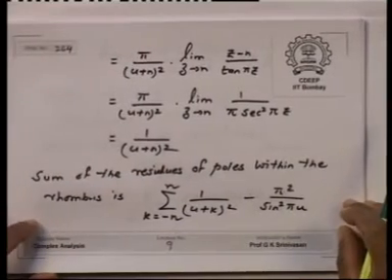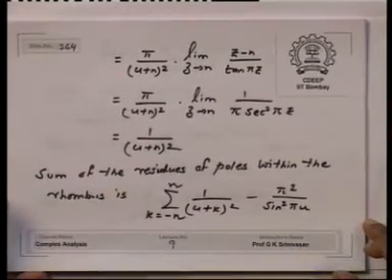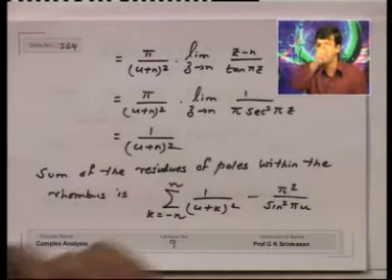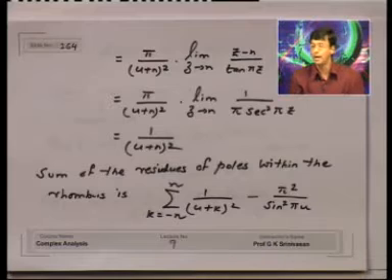So, what is the sum of the residues of the poles within the rhombus? The rhombus is r, i r, minus r, minus i r, and take r to be n plus half. Remember, it is pi cot pi z. The rhombus should not pass through any of the poles, so I have to avoid the integers. So, I take an integer plus half. So, the rhombus is a large rhombus, r is n plus half.